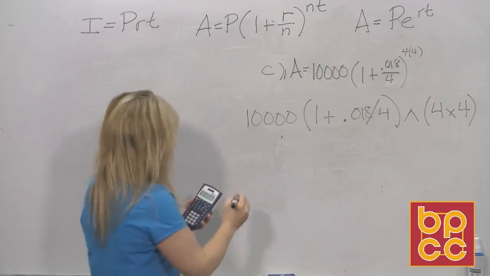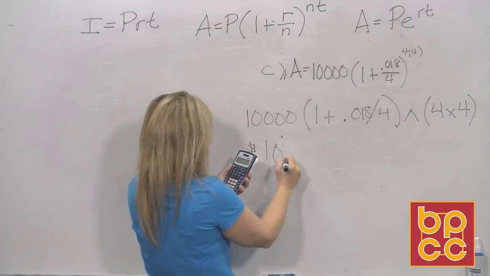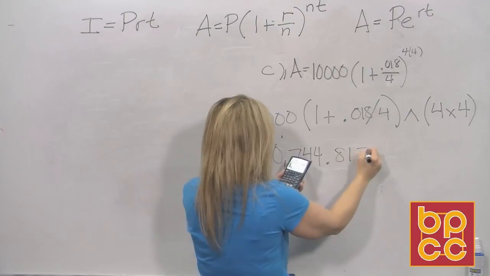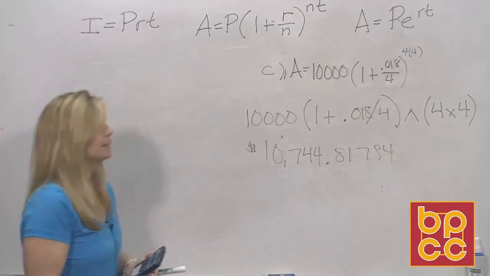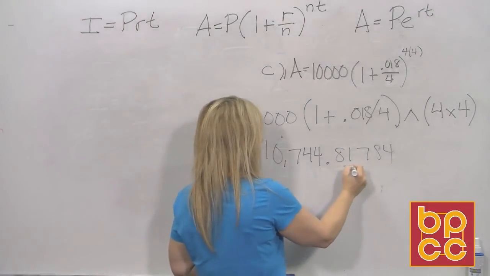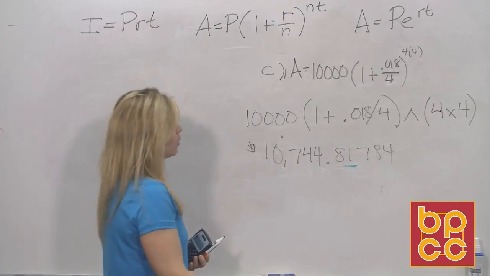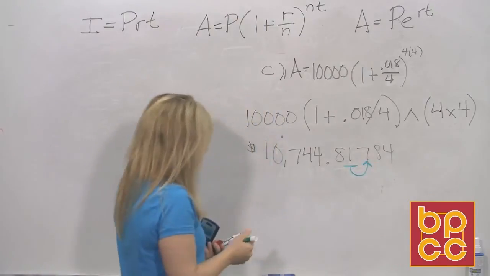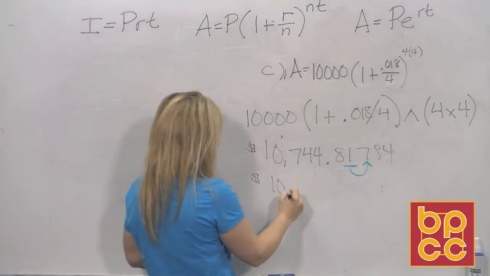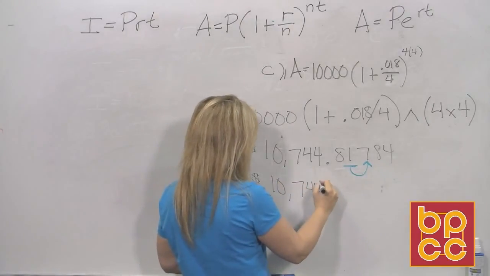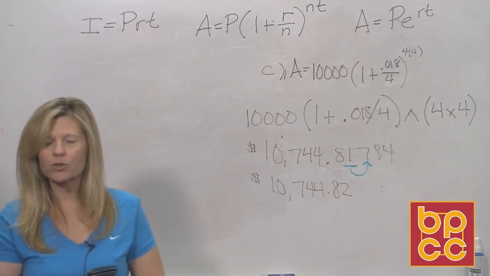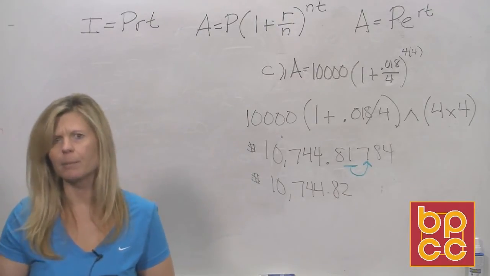Type along with me. Did you get $10,744.81784? Now, because it's money, what did we say we round to? Good, the nearest penny. That penny is a 1. Does it stay a 1? Nope, behind it's a 7. So that means the bank would have given me, if I got interest 4 times a year, $10,744.82. Did you make more money if you get interest 4 times a year? Heck yeah, a little bit more.